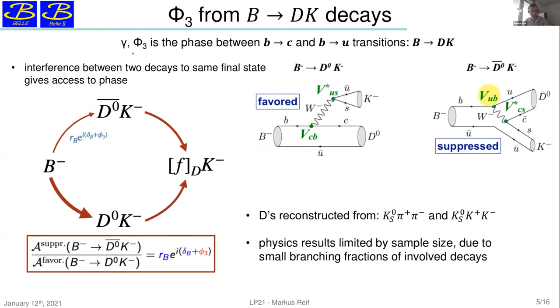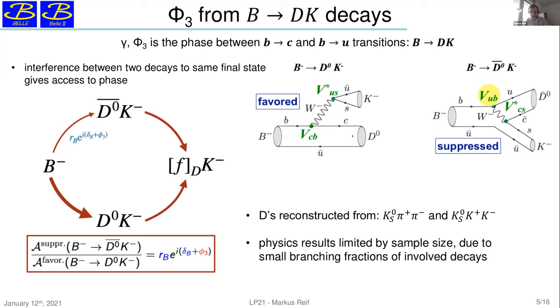This CKM angle, gamma or phi 3, is the phase between b to c and b to u transitions, which are present in B to DK decays. You can have two paths. One is the favored one, B to D0 K. Here you have a b to c transition, and a suppressed one, B to D0 bar K, where you have a b to u transition, which is color and Cabibbo suppressed.